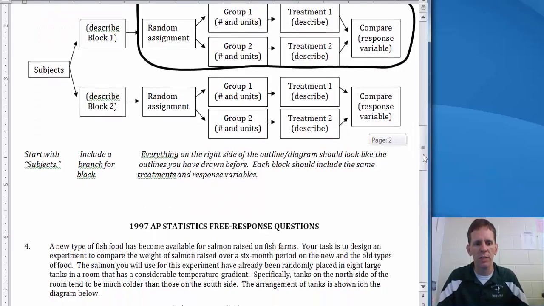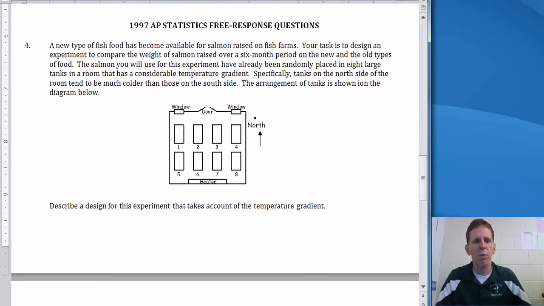The last problem I want to take a look at today is from the 1997 test. This is a problem where we have a new type of fish food that's available for salmon. Your task is to design an experiment to compare the weight of salmon raised over a 6-month period on the new and old types of food. Salmon you'll use for this experiment have already been randomly placed in 8 large tanks in a room that has a considerable temperature gradient. Specifically, tanks on the north side of the room tend to be much colder than those on the south side because of this heater. The arrangement of tanks is shown in the diagram below. Describe a design for this experiment that takes account of the temperature gradient.